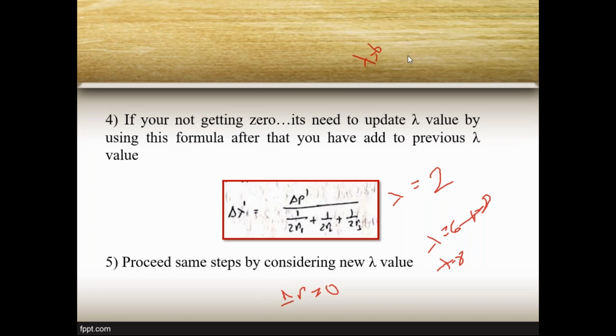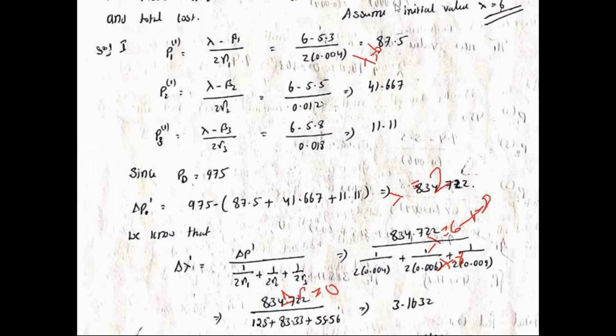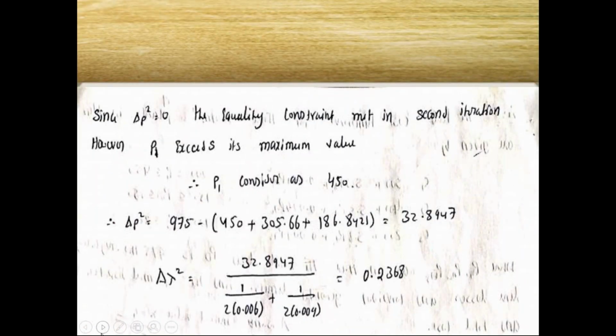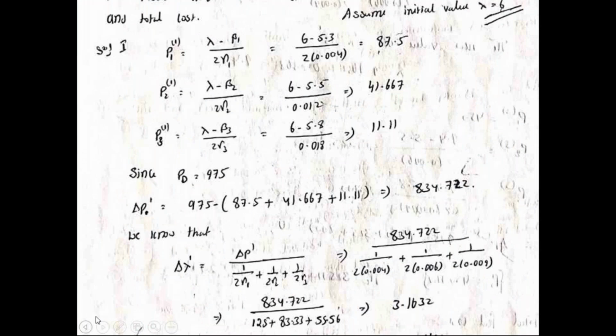So next we go for the solution. See here, the first step is we have to assume the lambda. Here I am assuming lambda equals 6. While assuming lambda equals 6, then find pg1, pg2, pg3. Let's consider this as case 1.